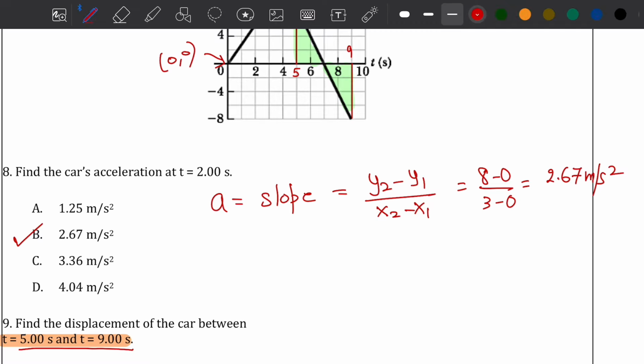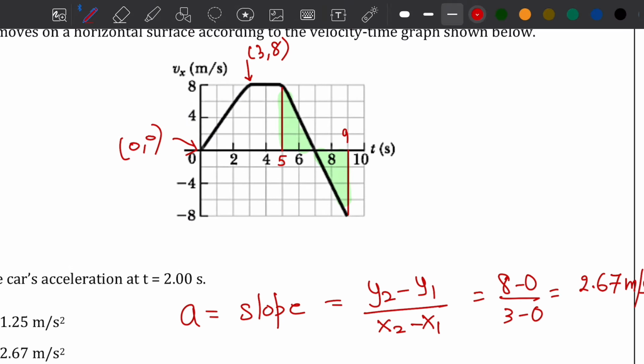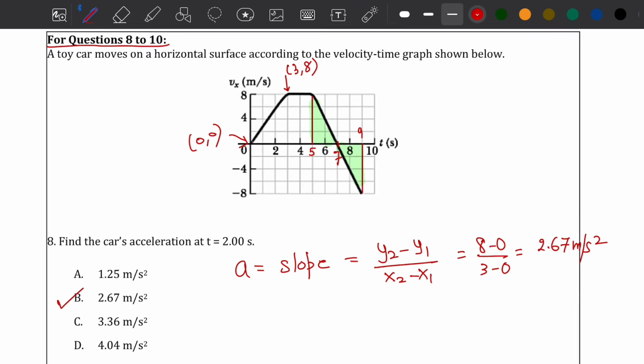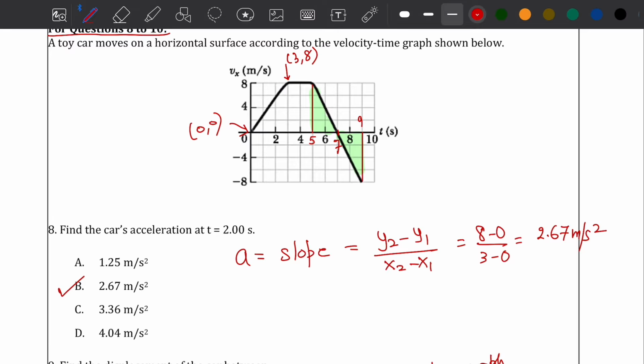So let's write down displacement is equal to area under graph. So for the first triangle, half base, look at the triangle, the base here is from 5 to 7. So let's just label this point as 7. So from 5 to 7, the base is going to be 2. 7 minus 5 is 2. So 2 is the base, and the height is 8. So we can write that 8.